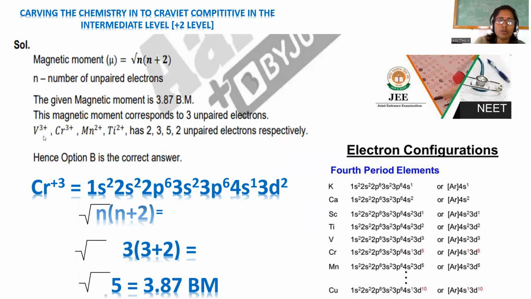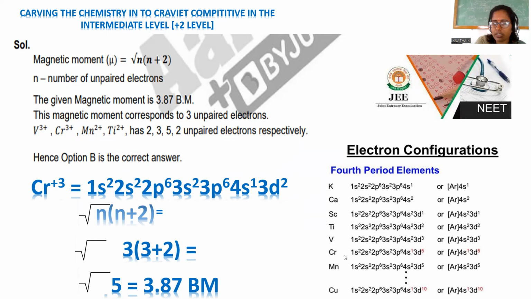So if you observe all the options, vanadium plus 3. The vanadium electronic configuration has the valence shell 4s2 3d3, with argon as the noble gas core. 4s2 3d3 is the valence shell configuration. 5 electrons reside there. If you remove 3 electrons, the leftover will be 2 only. So vanadium plus 3 is accompanied by 2 electrons.